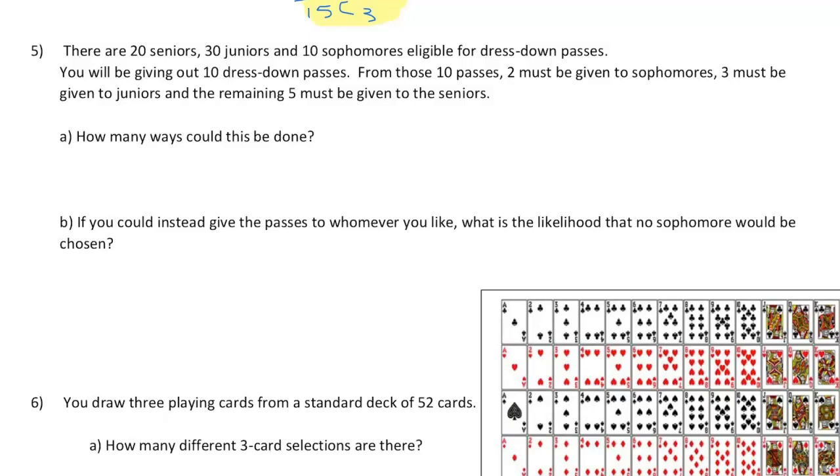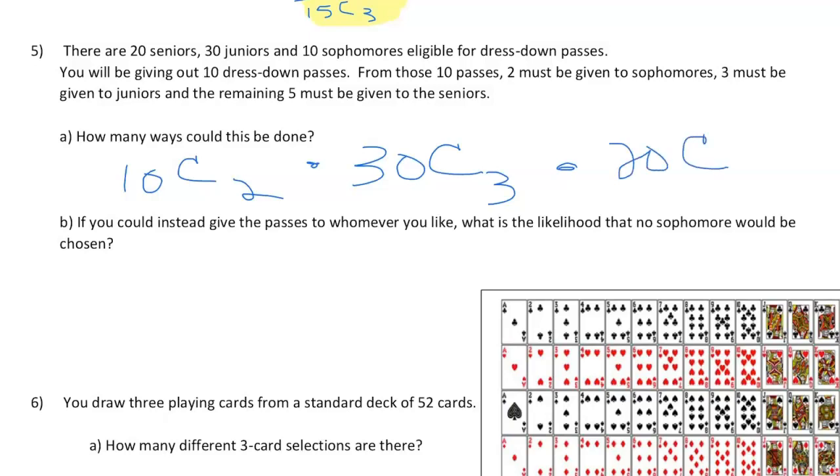Well, let's see. I have 10 passes. 2 are going to go to sophomores, so I have 10 choose 2. Then I have 3 must be given to juniors, and I have 30 juniors, so 30 choose 3, times the 5 must be given to seniors, and I have 20 seniors, so 20 choose 5. Now notice that it says, how many ways can this be done? This is not a probability.